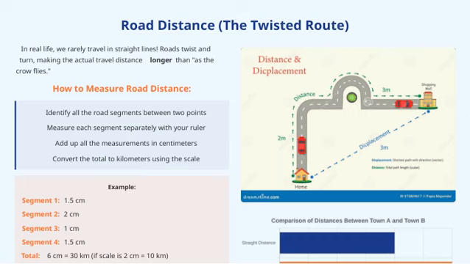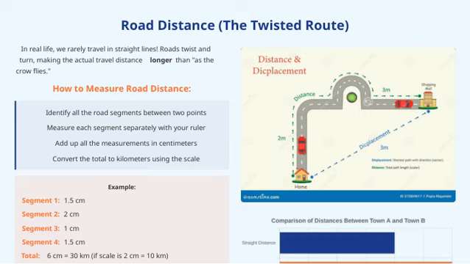So, how do we measure this road distance? First, we need to identify all the road segments between 2 points. Think of it as breaking down a journey into smaller parts. Next, we measure each segment separately using a ruler. It's a simple step but crucial for accuracy. Then, we add up all those measurements in centimeters to get a total. But since we're dealing with real-world distances, we need to convert that total from centimeters into kilometers. We do this using the scale provided.